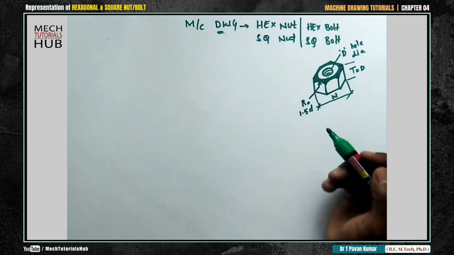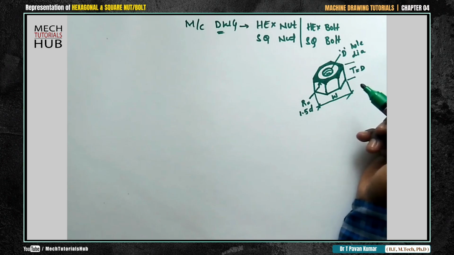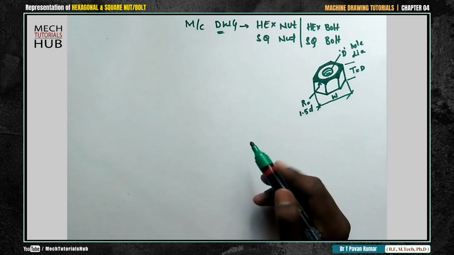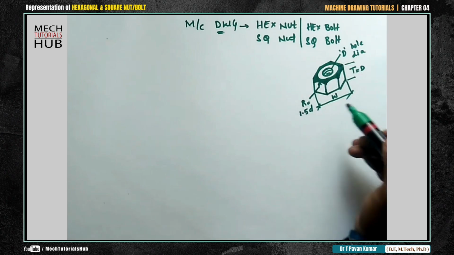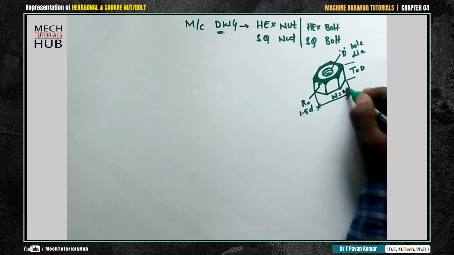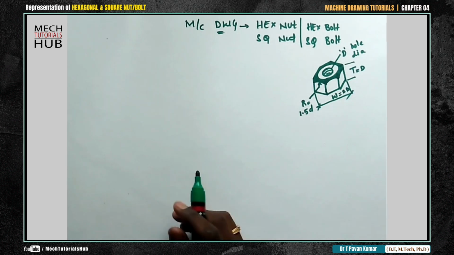Now for you, they'll directly give you the value of D. They'll ask you like, draw the front and top view of a hexagonal nut, or draw the representation of a hexagonal nut by taking D is equal to 20 mm or else 25 mm or any other value. Accordingly, you need to remember all the standard formulas. Calculate W is equal to 2D. Calculate W, calculate T, R, and start drawing your sketches.